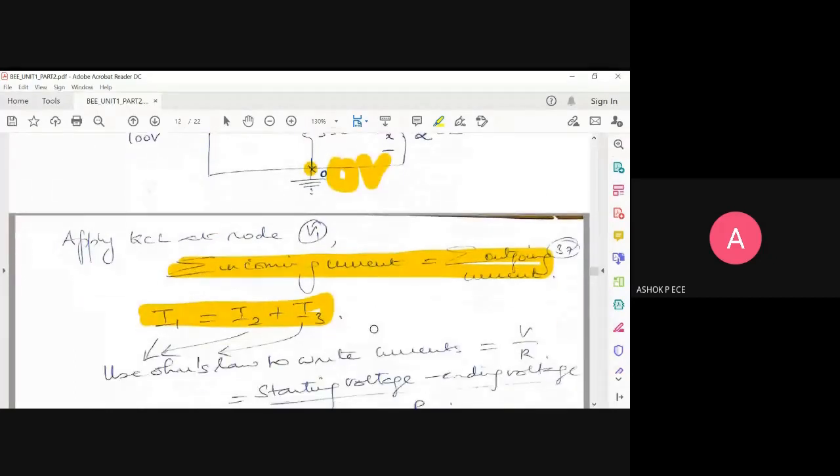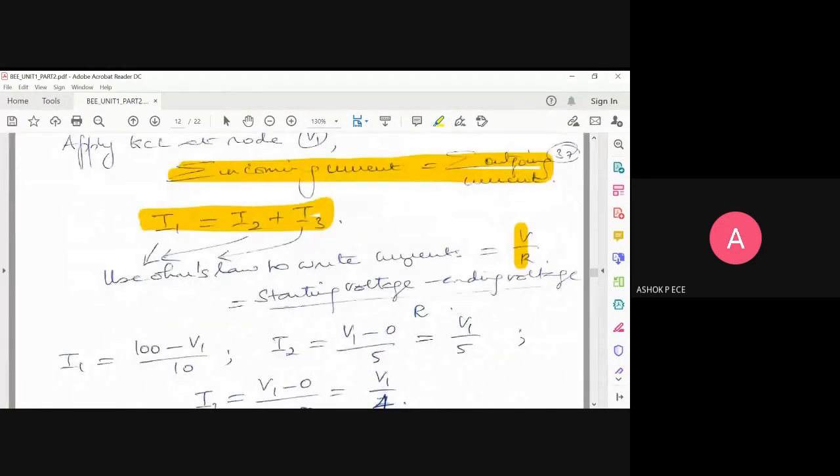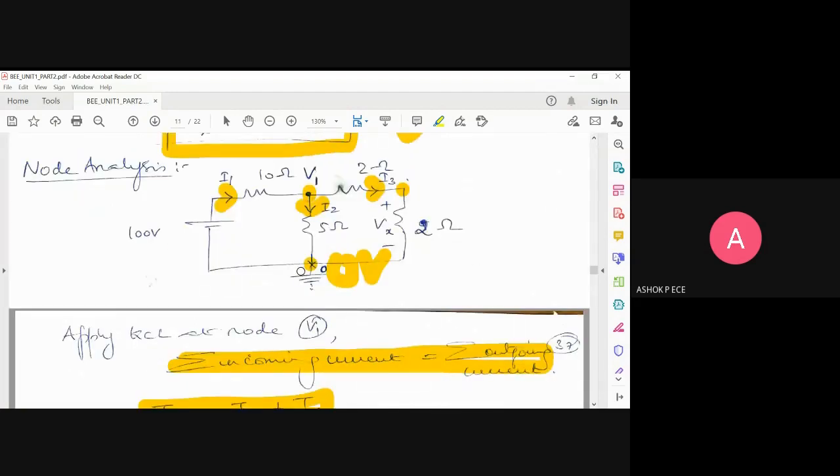Now I am going to use my Ohm's law and write the equation for the three currents I1, I2, and I3. See the formula here. The formula for writing current is I1 is equal to starting voltage minus ending voltage by resistance. This is the formula I'm going to use. See where the current is starting, see where the current is ending, divided by R. So I1, where is I1 starting?